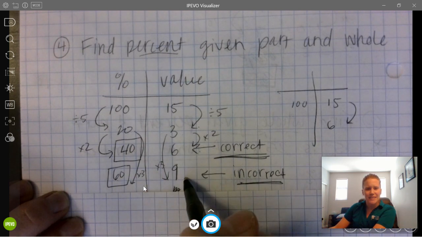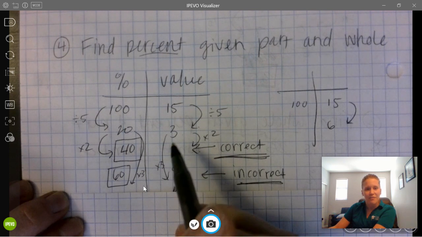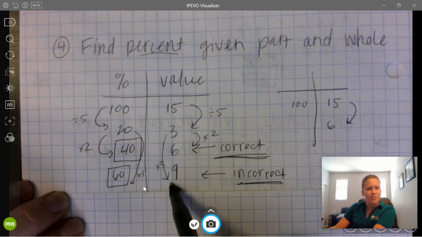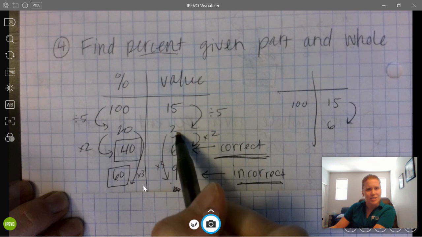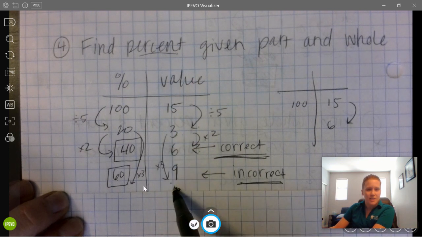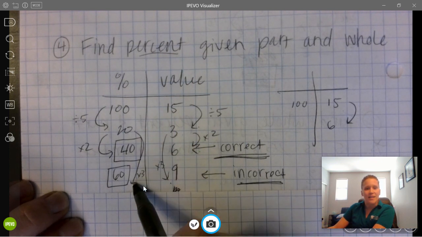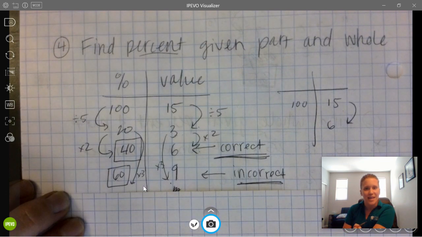I could have used from 6 to 9, that's times 1.5, but I think it's a little easier to do 3 times 3. So I actually started from up here and used that multiplication relationship. And I just did the same thing on the other side. And I got 60%. You might have thought about this differently.